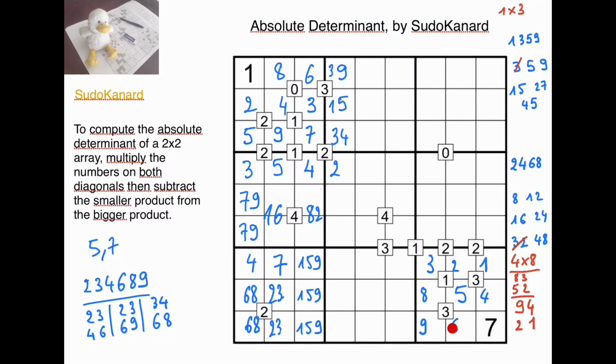And this 8 and 6 disambiguate this. This is 6 and 8 together with 2 and 3 here to fulfill this 2 determinant. So that's not a 9, that's not a 5, that's not a 1.